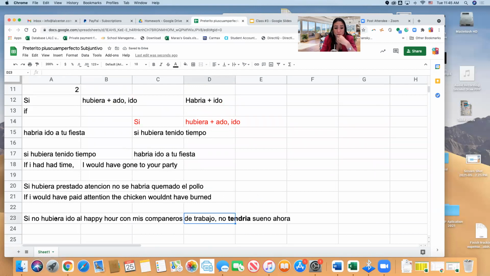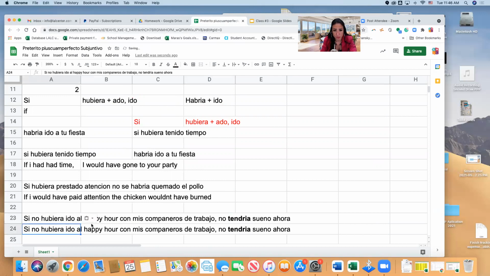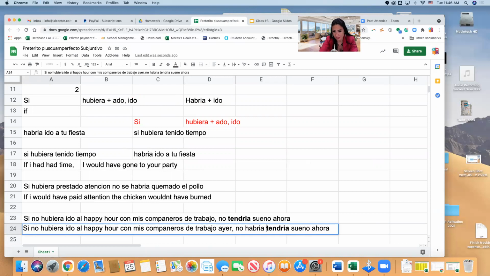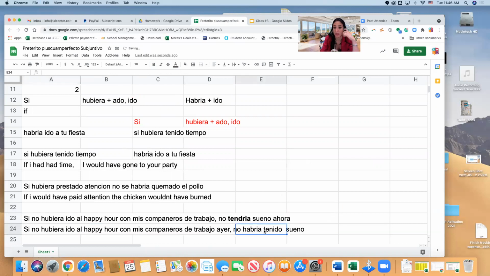But if this happened last week, then I would say, si no hubiera ido al happy hour con mis compañeros de trabajo ayer, por ejemplo, no habría tenido sueño. ¿Ok? Ahora. No habría tenido sueño ayer. But if it's ahora, then you use the conditional simple.